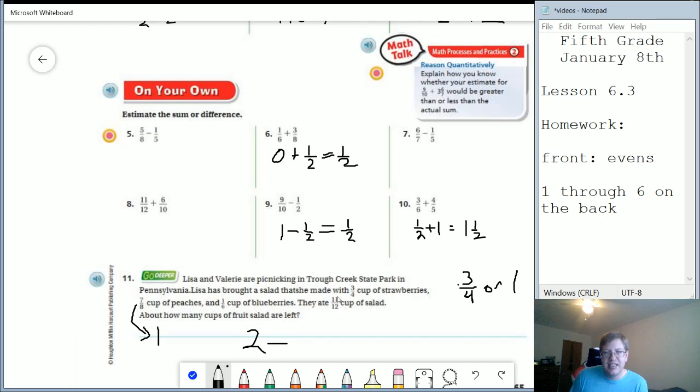We are eating 11/12. So how much of that would be in relation to a whole compared to a half? We're obviously bigger than a half. So which side are we closer to? In this case, we are closer to a whole. So we could say that we ate a whole cup of salad if we're using our estimate. And so that means we would have 1 cup remaining.